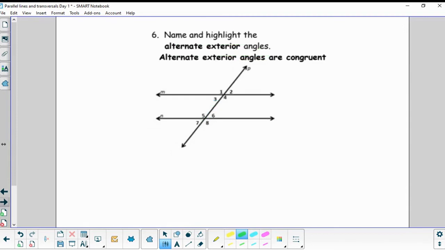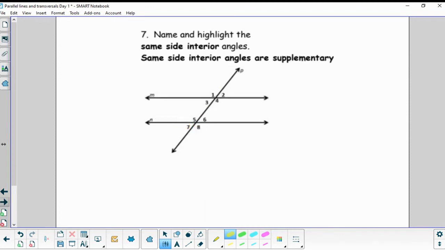Okay, the next ones we're going to highlight are the alternate exterior angles. You're going to highlight number 1 and number 8. These are on the outside of the parallel lines, meaning on the exterior, and they're on opposite sides of the transversal. So 1 and 8 and 2 and 7 are called alternate exterior angles, and they are also congruent.